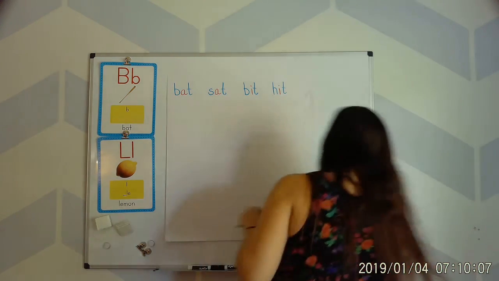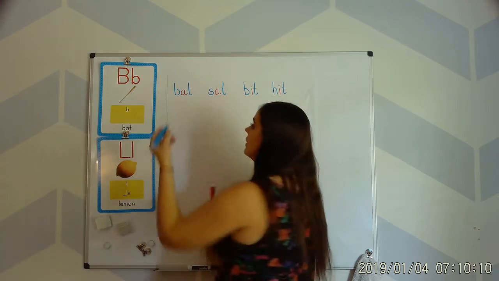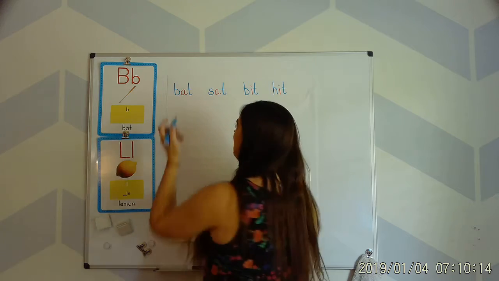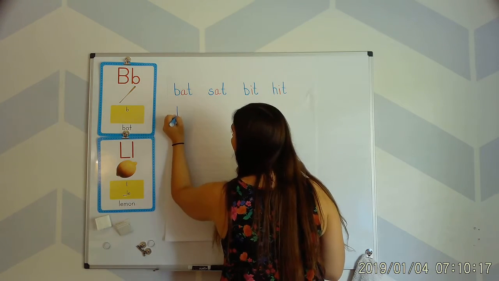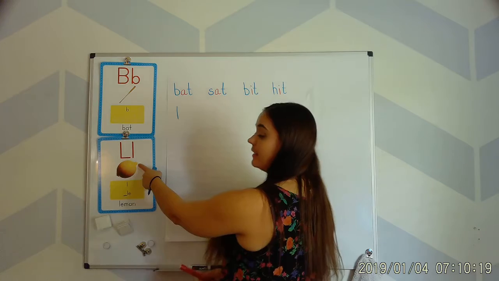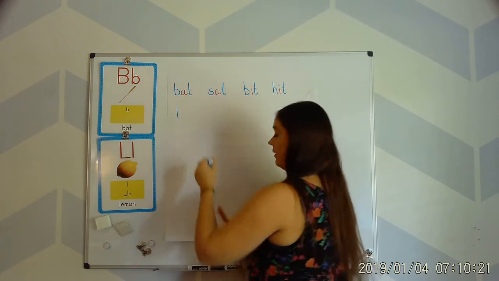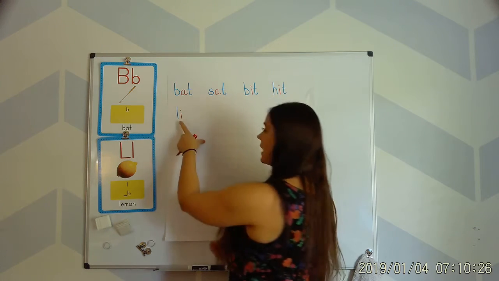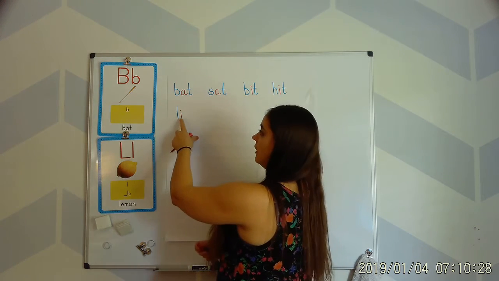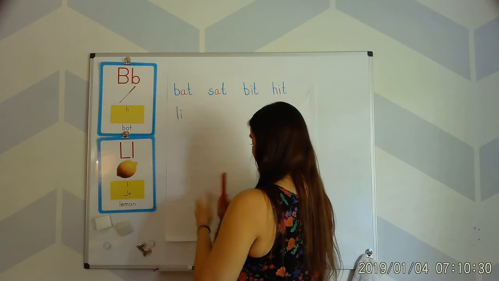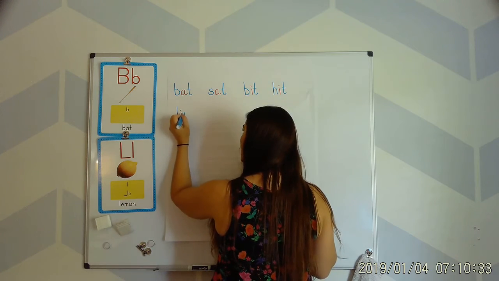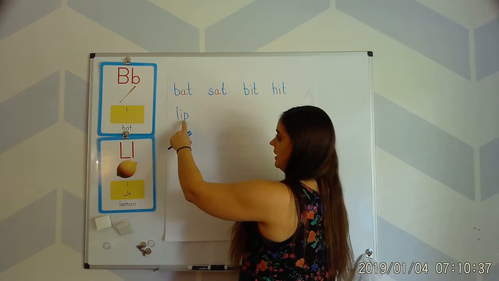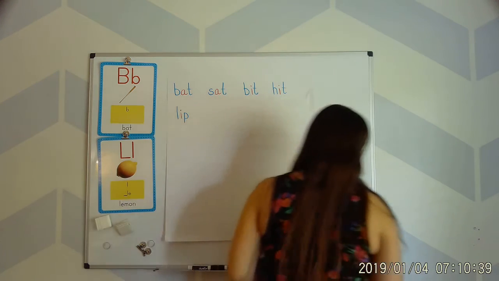All right, and lip, your turn. Lip. So L, like the lemon card, says what? Ul. And I says ih, ul, i, li. And P says pa, ul, i, p, lip.